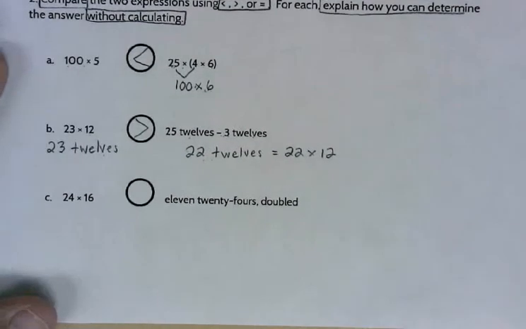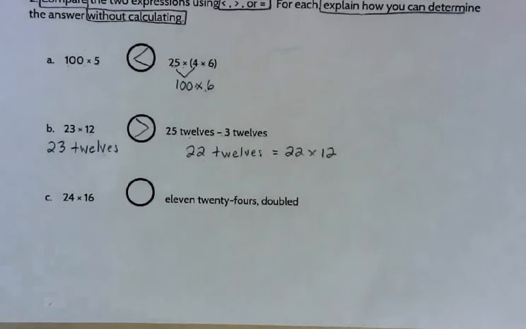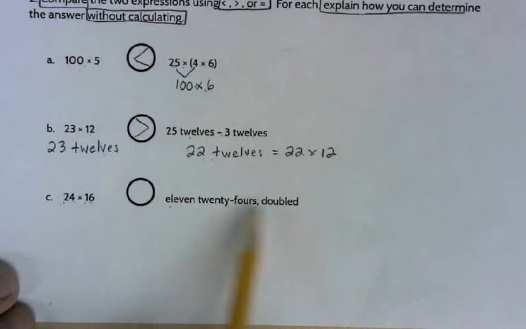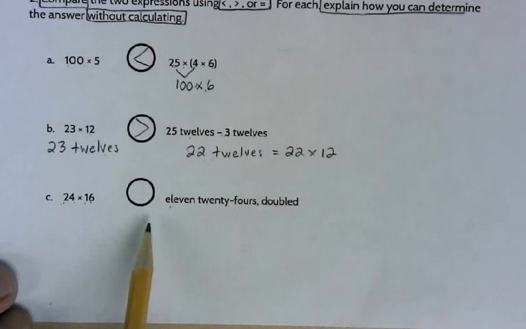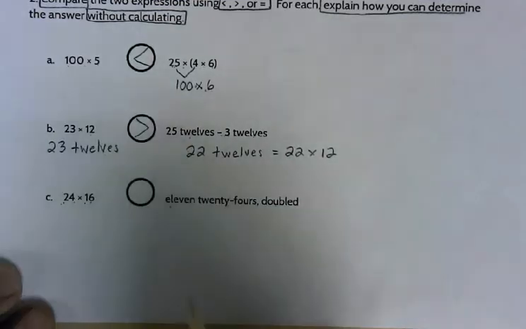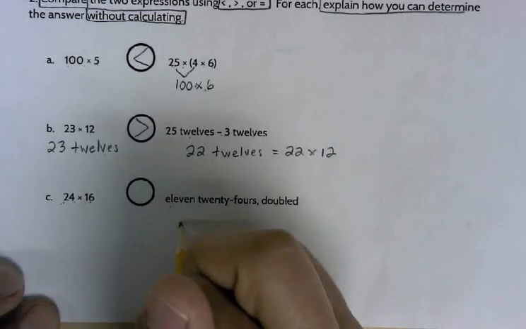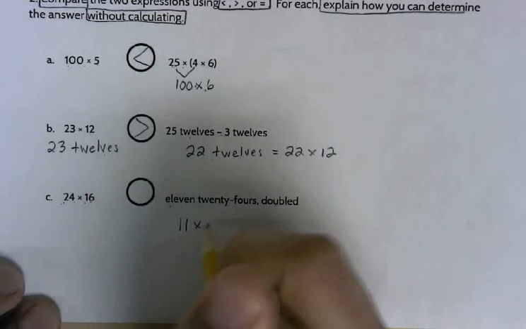And then looking at C, we've got 24 times 16. And over on the other side, we have 11 24s doubled. So we're doing it twice. So actually, I'm going to make a little tape diagram for you guys. So if I have 11 24s, that's saying 11 times 24.